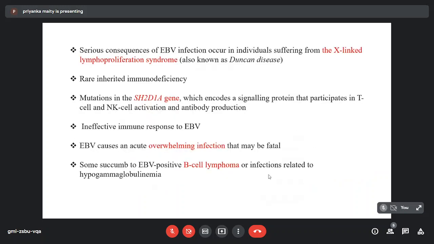Serious consequences of EBV infection occur in individuals suffering from the X-linked lymphoproliferative syndrome, also known as Duncan disease. It's a rare inherited immunodeficiency syndrome. There are mutations in the SH2D1A gene, which encodes a signaling protein that participates in T cell and NK cell activation and antibody production. Ineffective immune response to EBV is seen here. EBV causes an acute overwhelming infection in these patients that may be fatal. Some succumb to EBV positive B cell lymphoma or infections related to hypogammaglobulinemia.